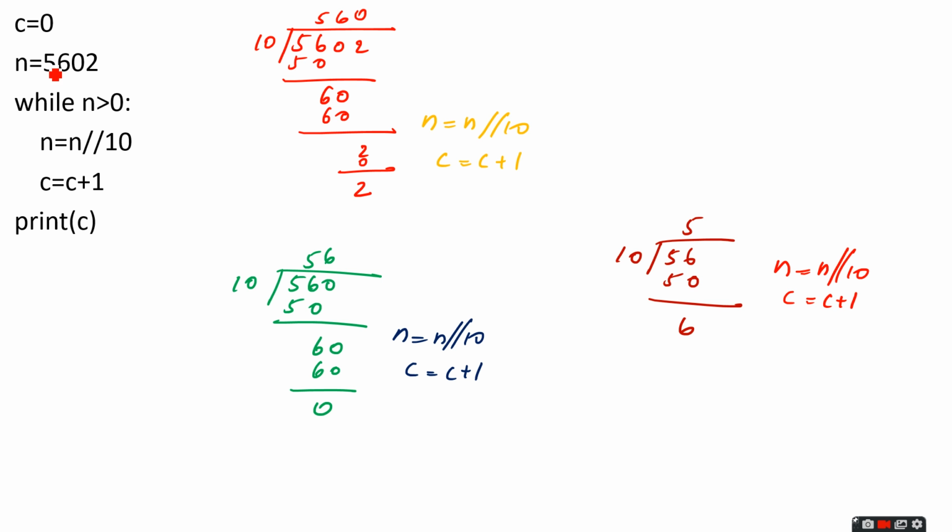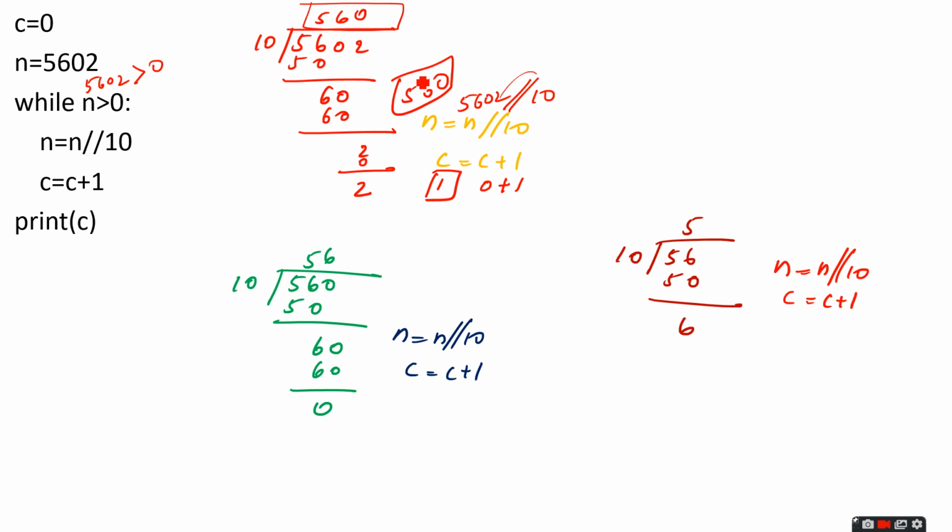Now see here, the value of n is 5602 and c is 0. Now I am checking the condition: 5602 is greater than 0. So until the number becomes 0, we will divide that number by 10. Okay. Now see, 5602 is divided by 10. We will get the quotient. It is floor division, we have to take the quotient. The value of n is 560. So the division is possible. So the value of count is 0 before, c is 0, 0 plus 1.